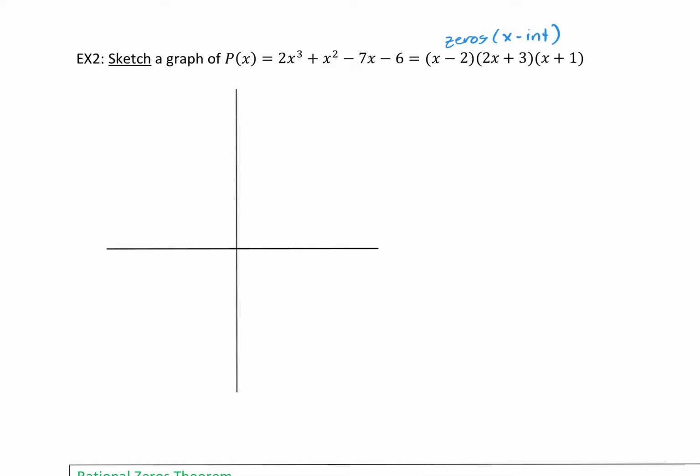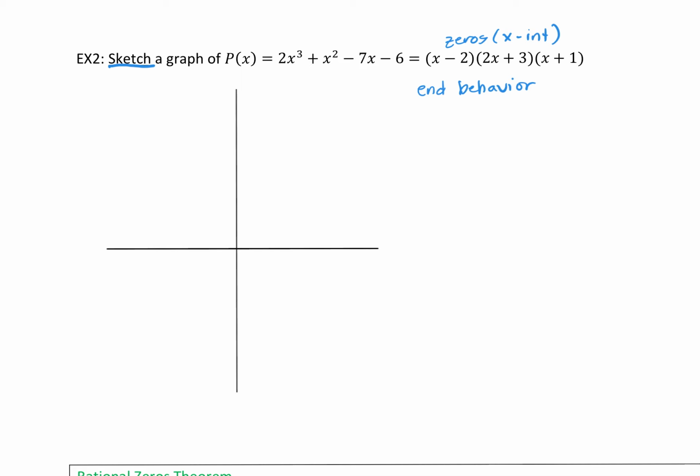But remember from our prior section, we also can find our end behavior. So what we're going to do is find the end behavior, plot our zeros, and then see if we need some additional points. Now, this is only a rough sketch. It's not going to be perfect. You can always check using a graphing calculator or a graphing device such as Desmos.